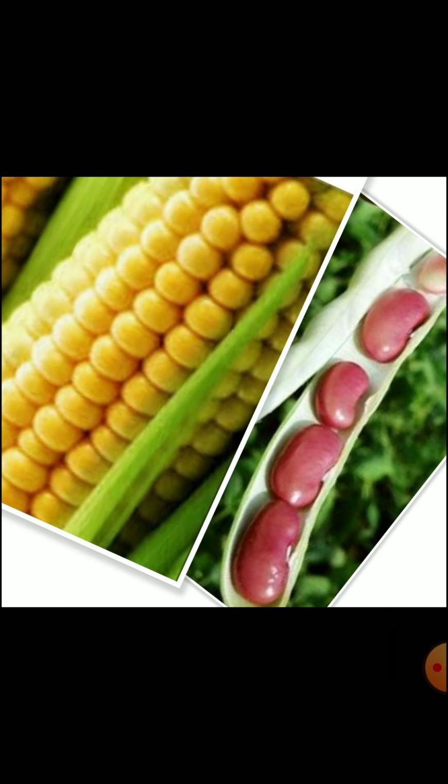I hope you understood the structure of dicot and monocotyledonous seeds. Read the book thoroughly, practice all these diagrams, and we will take another topic in the next class.